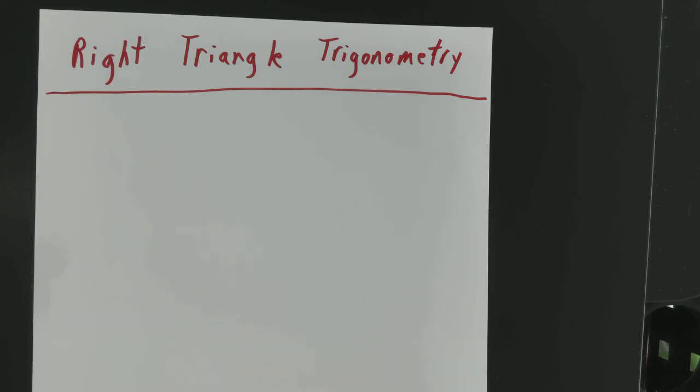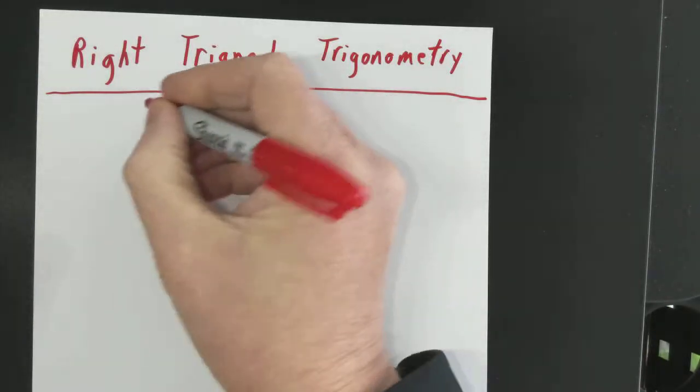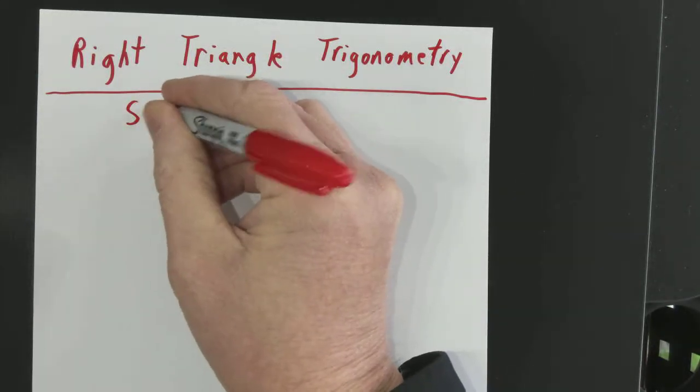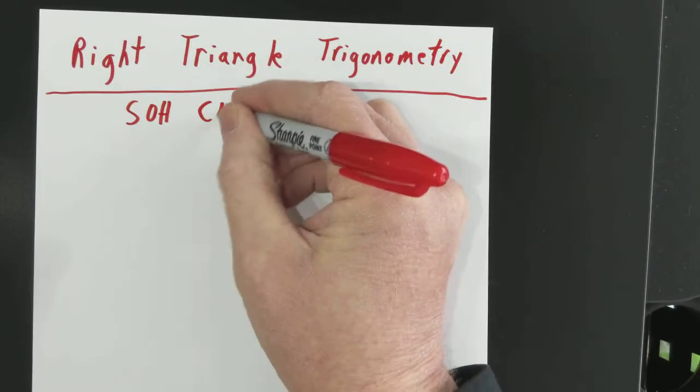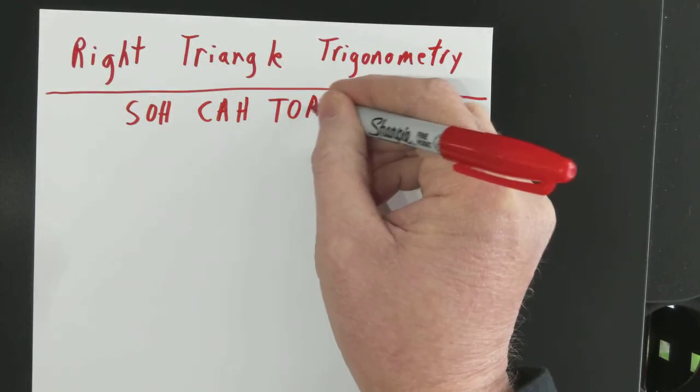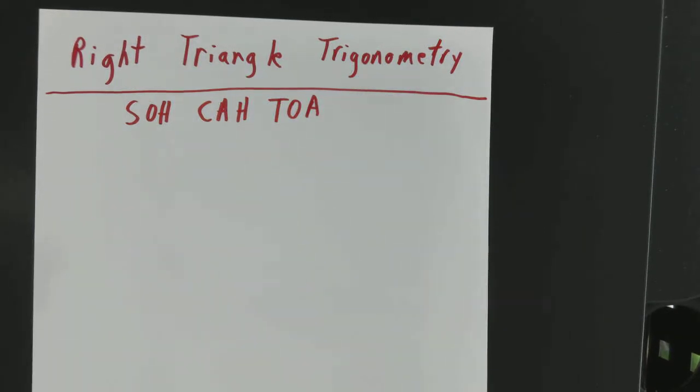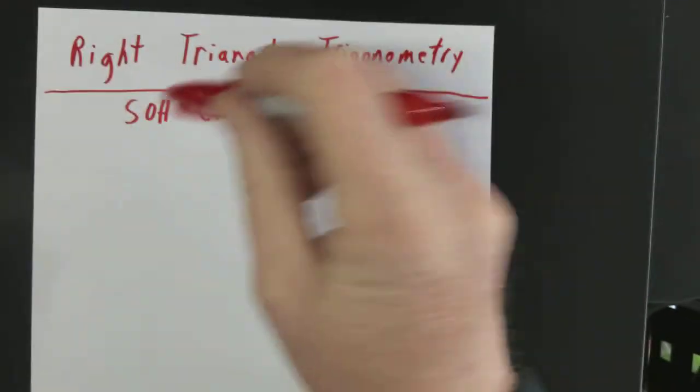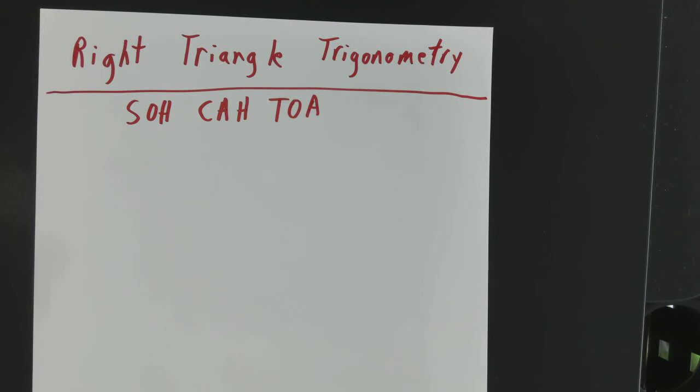Does anybody remember the acronym that goes with right triangle trigonometry? Ben? SOHCAHTOA. That is what we're going to be dealing with today. All right. So SOHCAHTOA. Okay, but we're going to add a little bit more to it. We're going to add 3 more functions to sine, cosine, and tangent, but it's not going to be hard, I promise.